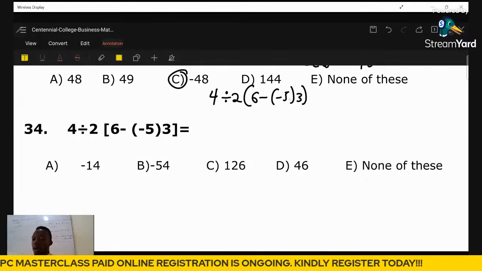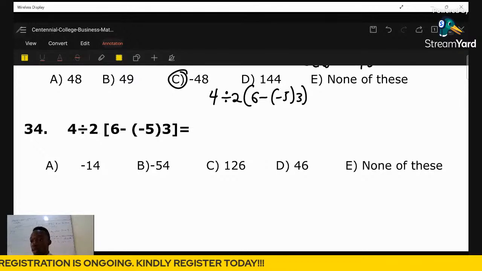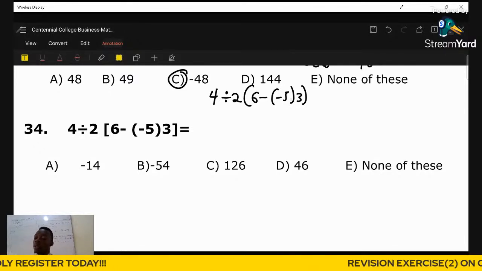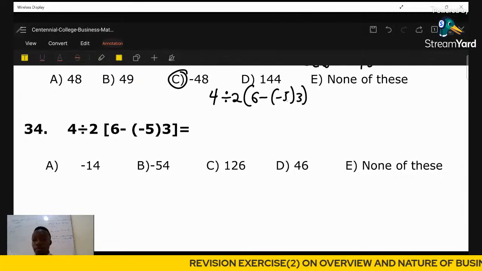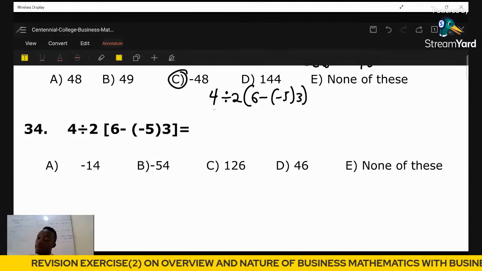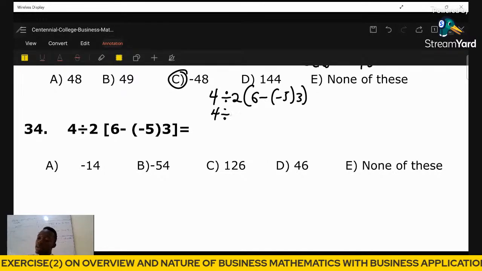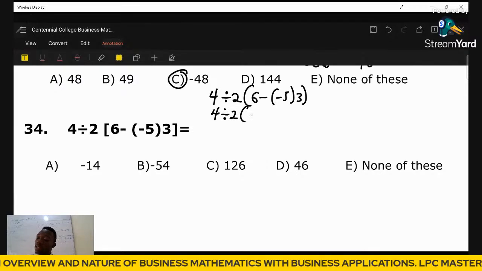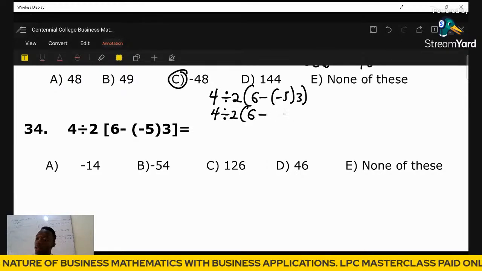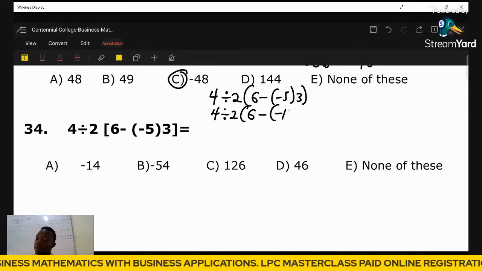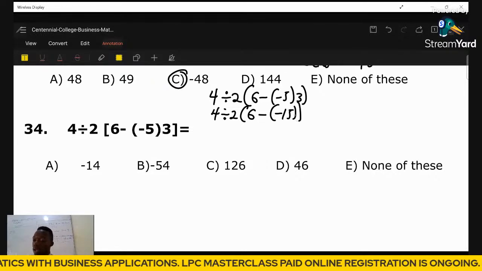By taking into account, because after the bracket we move on to what? The multiplication, right? So let's deal with that. When we multiply negative 5 by 3, we are getting negative 15, right? So we're going to have 4 divided by 2 into bracket 6 minus, and we are getting minus 15. Okay, so bracket close.